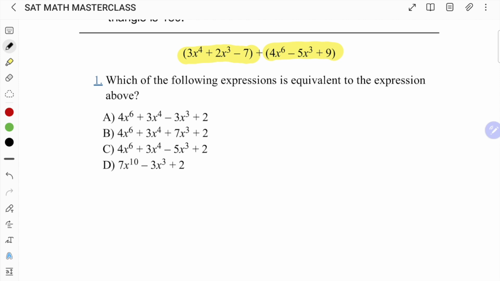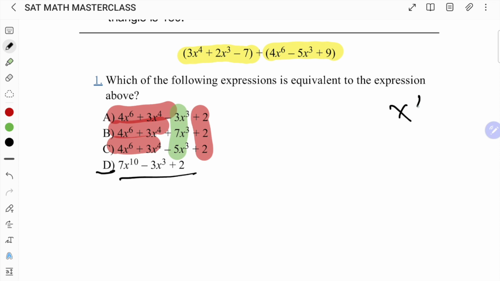Alright, so first of all, before we even start solving the question, we must look at the options. We can say A, B, C have almost the same options, and the last option, which is option D, has a completely different answer. So let's look at option D first. Here we do not get x to the power 10 because we're just adding, we're not multiplying. So we're ruling out option D.